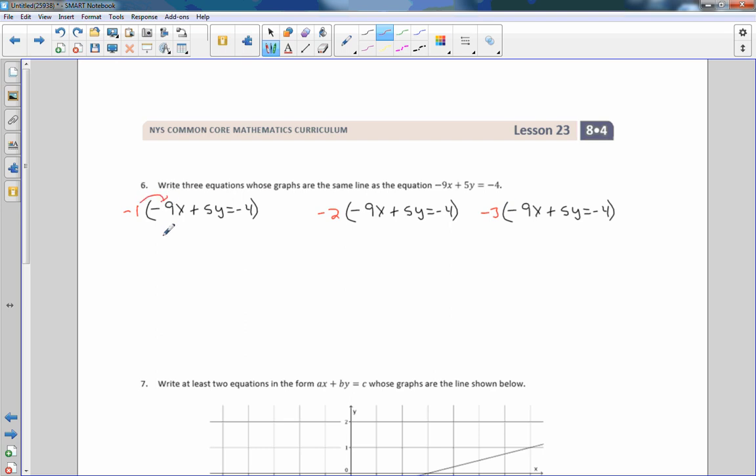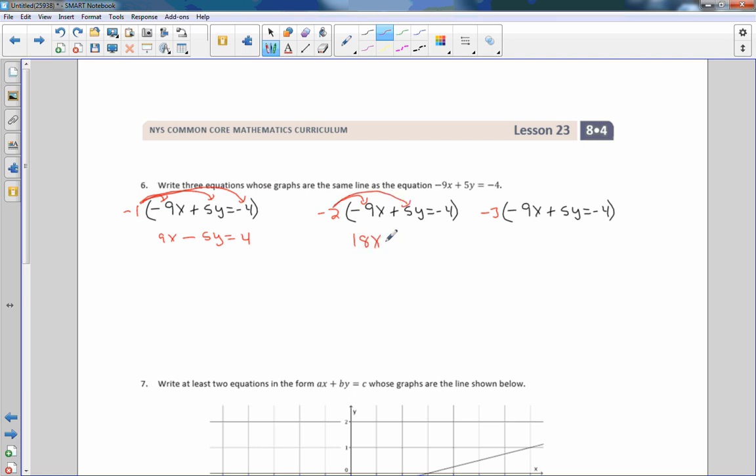So when I multiply these, I get 9x. Negative times a positive is negative 5y. Negative times a negative is positive 4. Okay, so that's distributing. I didn't draw my arrows, but I think you get the idea now. Negative times a negative is positive. 9 times 2 is 18.